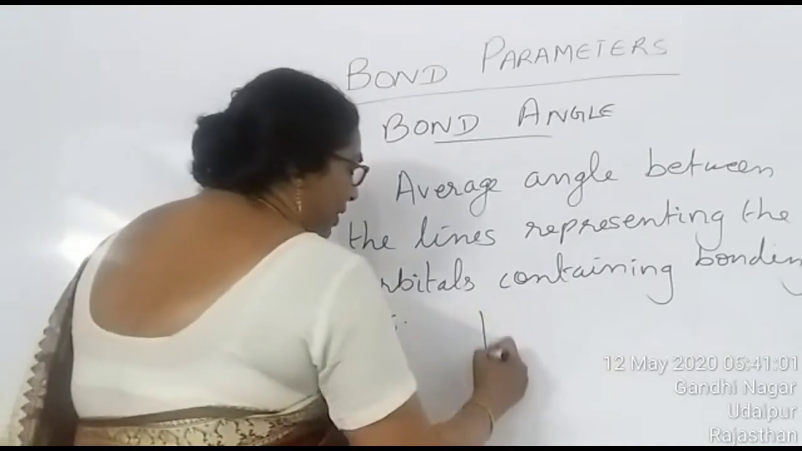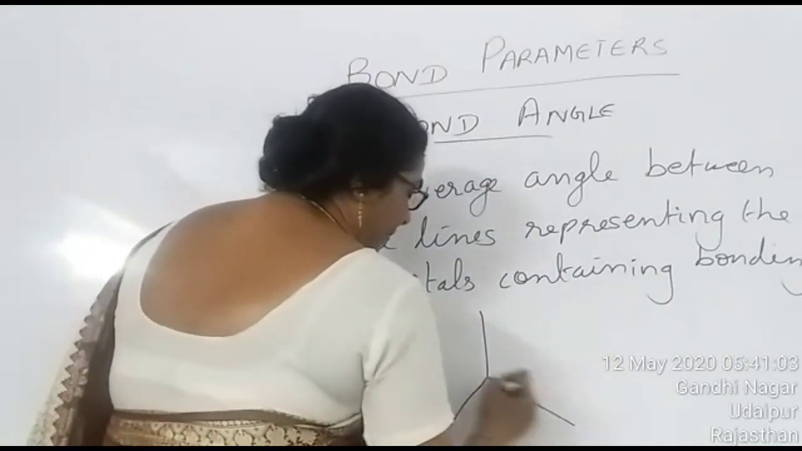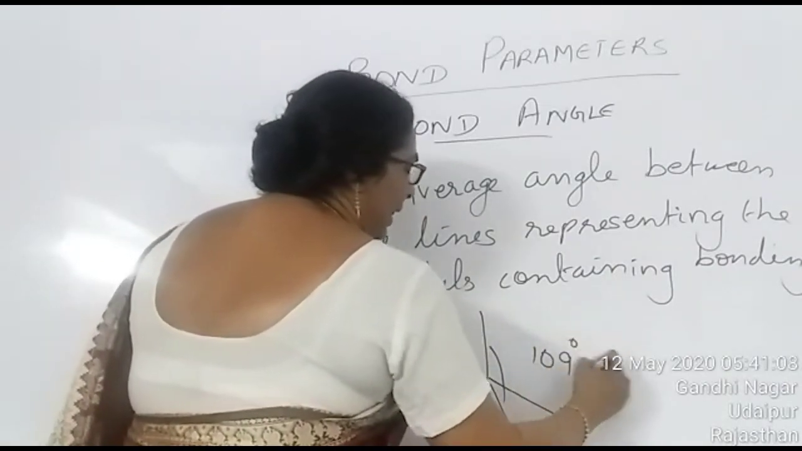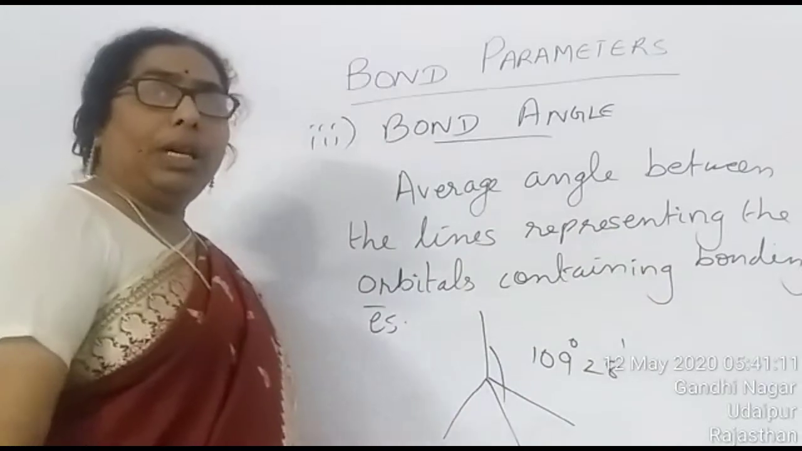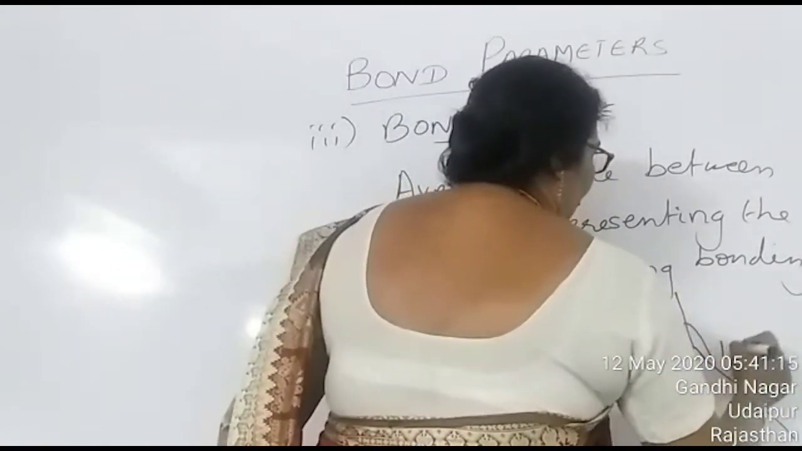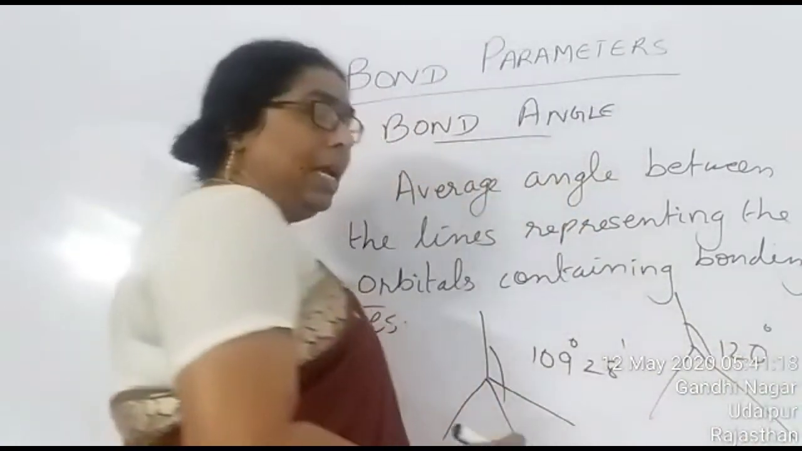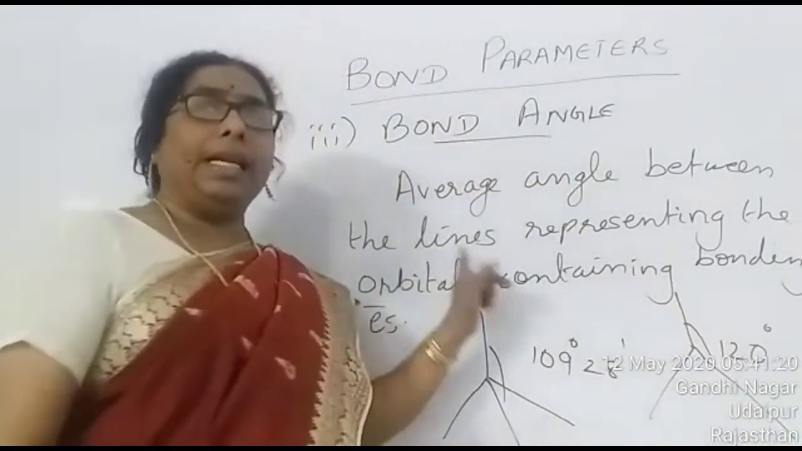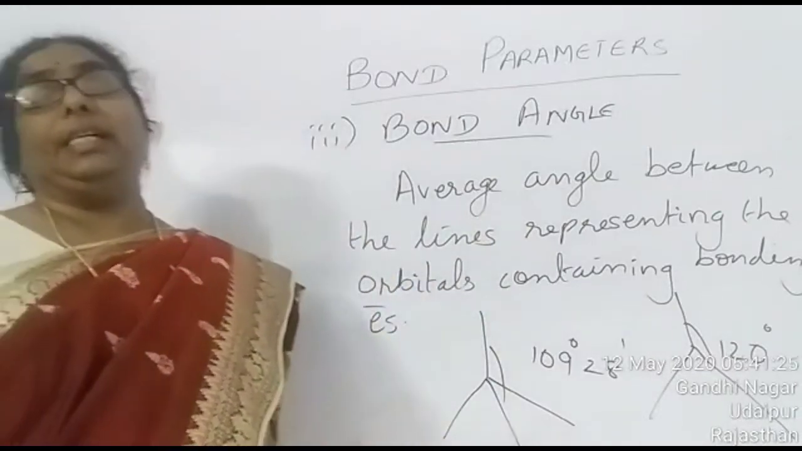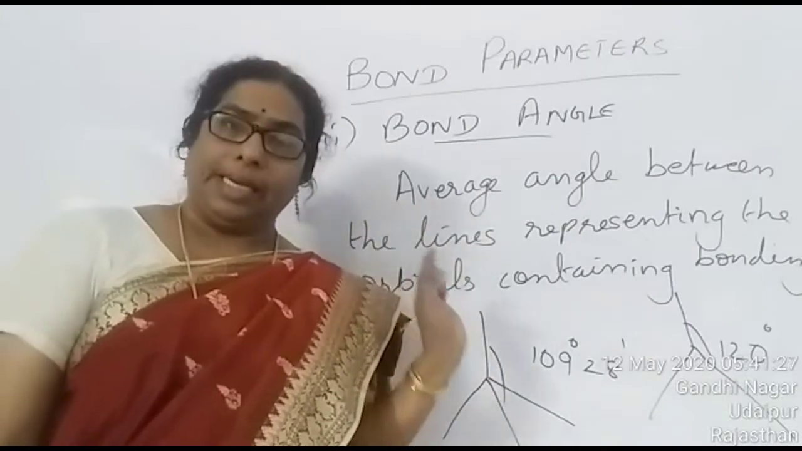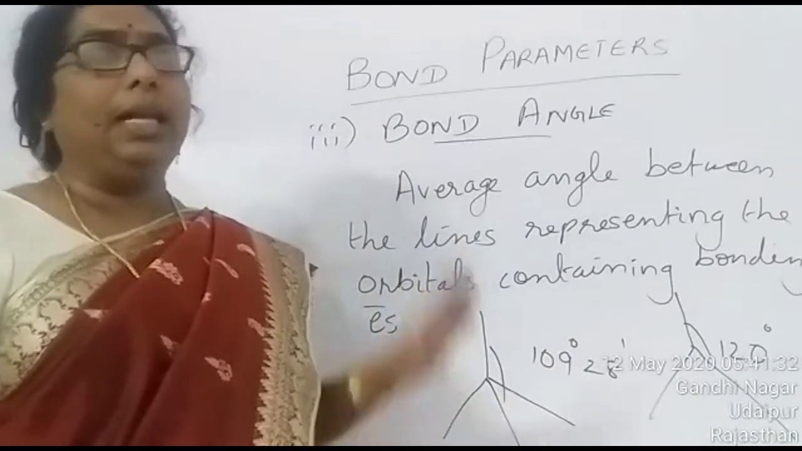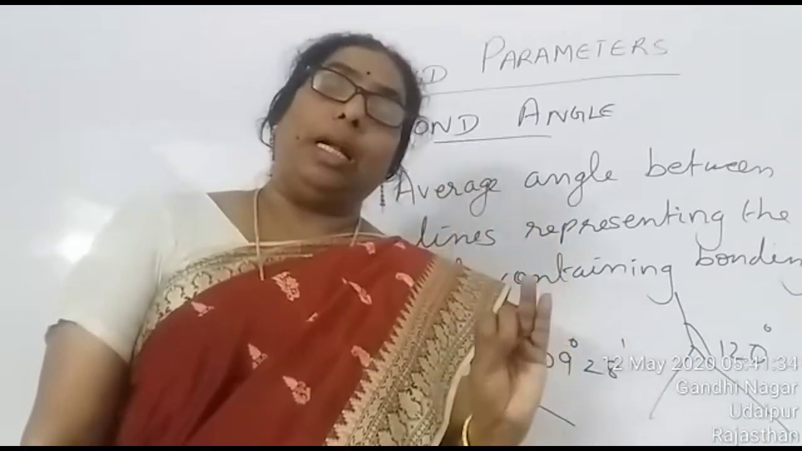Suppose the structure of the molecule is tetrahedral. In this case, we can say that the bond angle is around 109 degrees 28 minutes. Or if it is a triangular planar structure, the bond angle is around 120 degrees. So the angle between the lines representing the orbitals containing the bonding electrons is termed as bond angle. Is it clear? So the three bonding parameters in case of a covalent bond are bond enthalpy, bond length and bond angle.